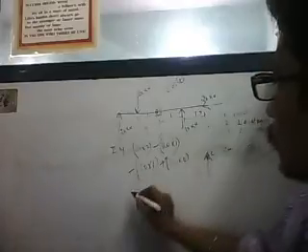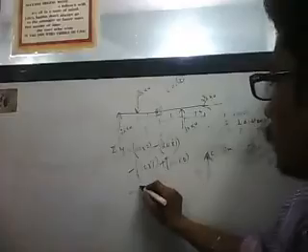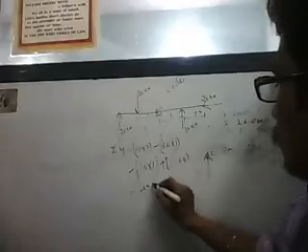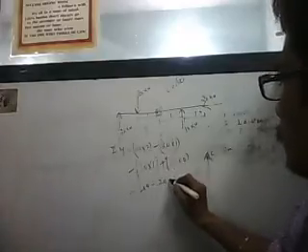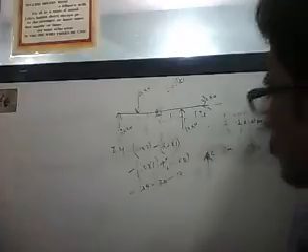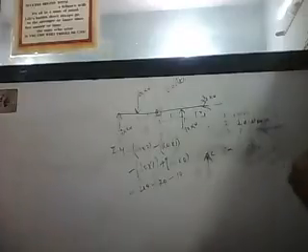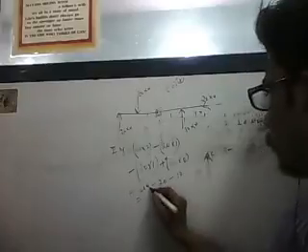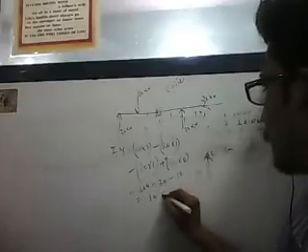Okay. So right now the overall moment is 40 minus 20 minus 10. It's overall 40 minus 30, that is 10 kilonewton meter.